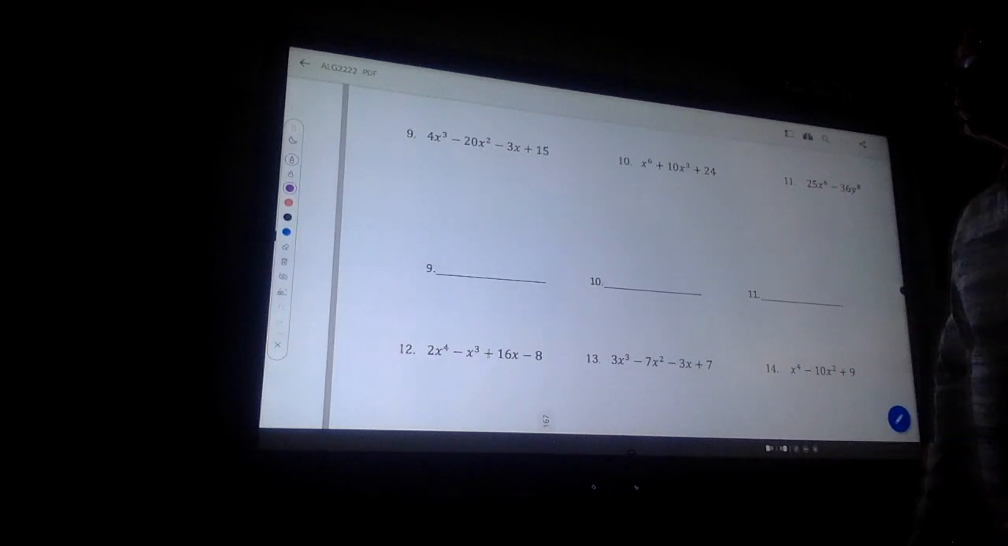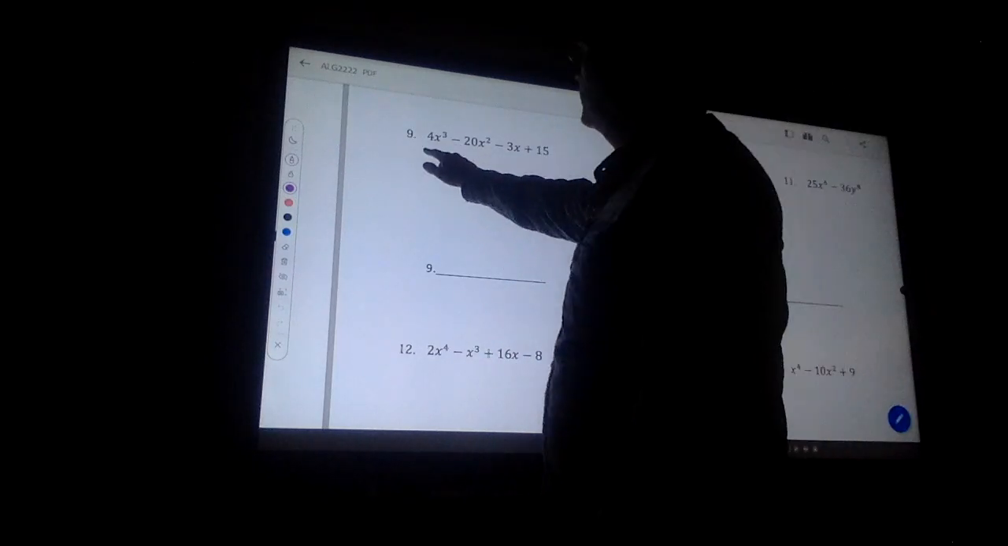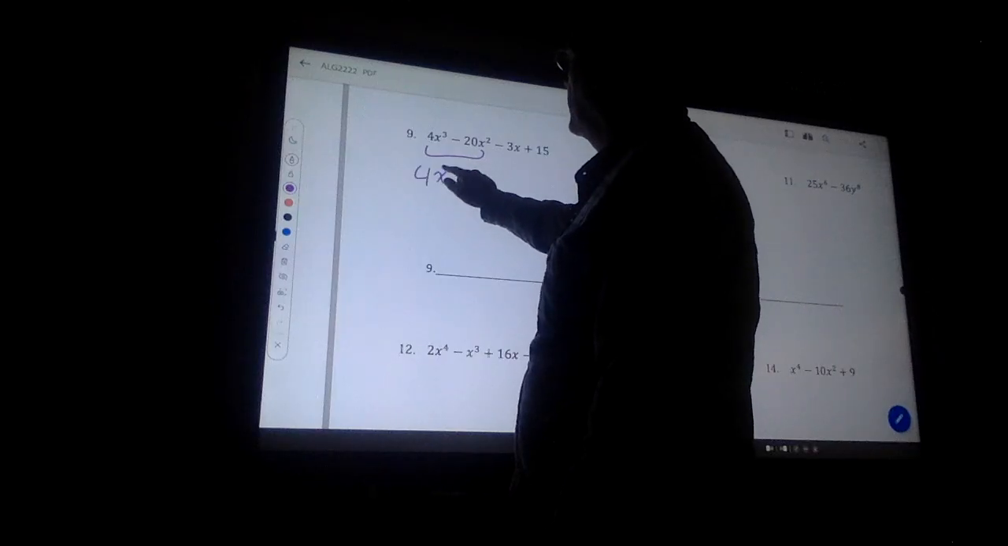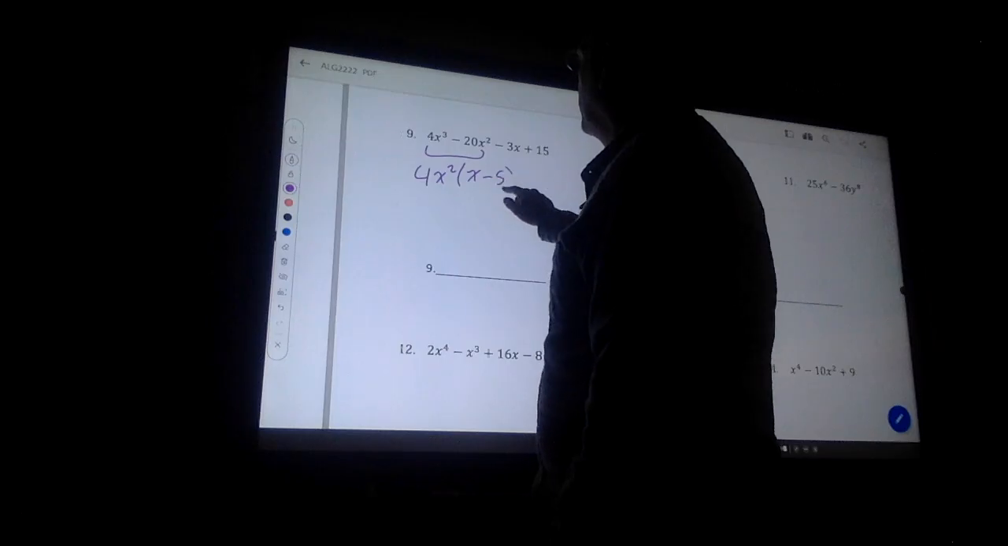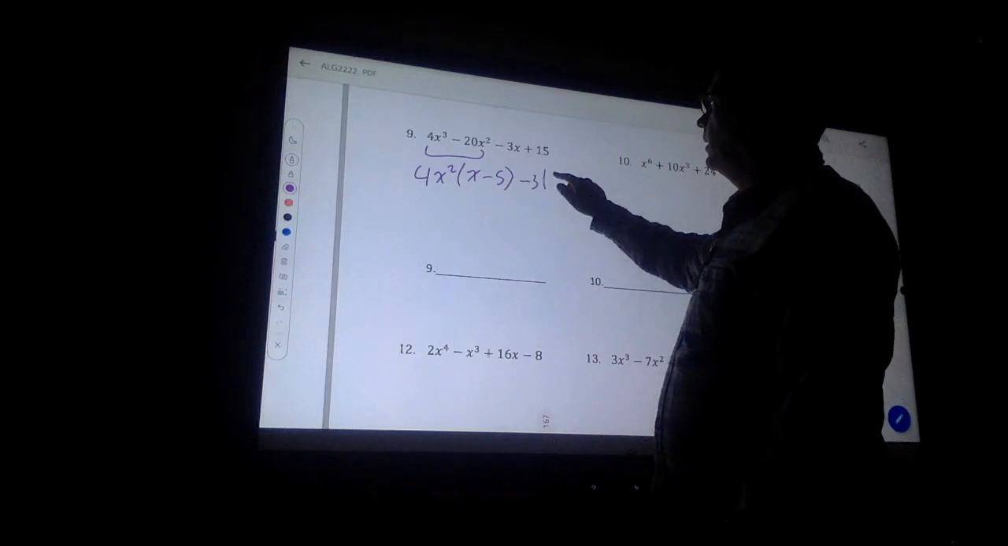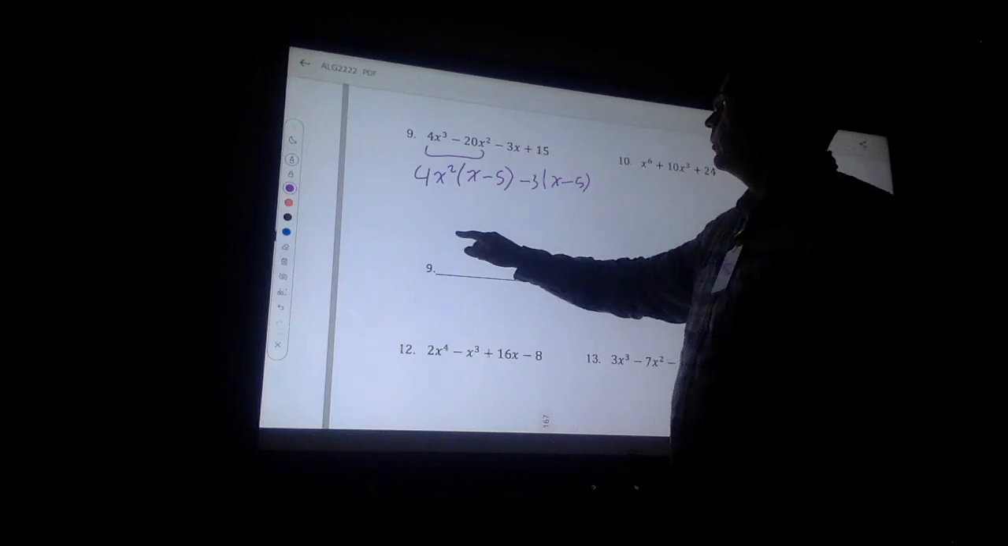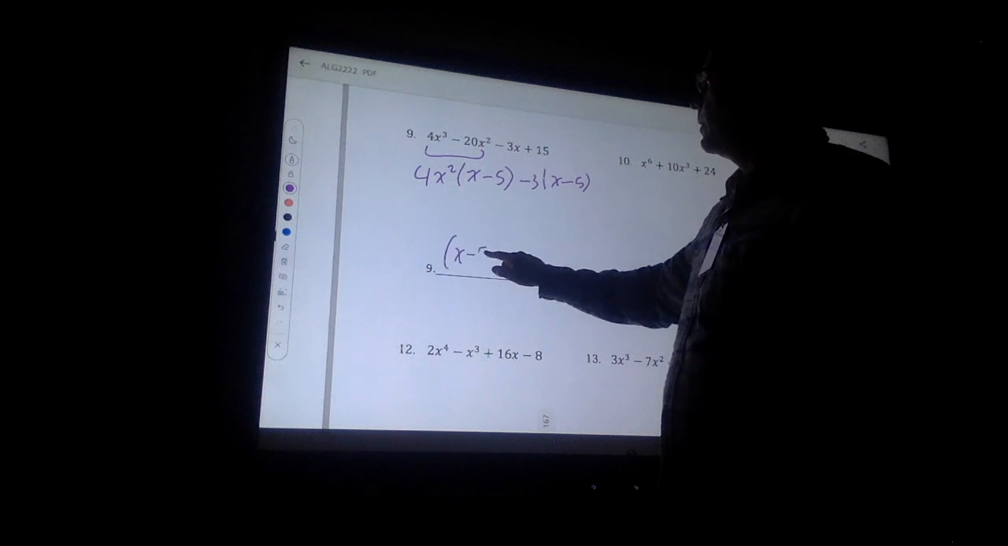Number 9, we have 4 terms, so we're going to factor by grouping. So I can factor out a 4x squared. That's going to leave me x minus 5. I can factor out negative 3, and that leaves me x minus 5, and this will not factor any further.